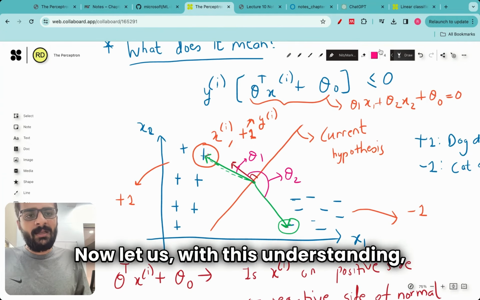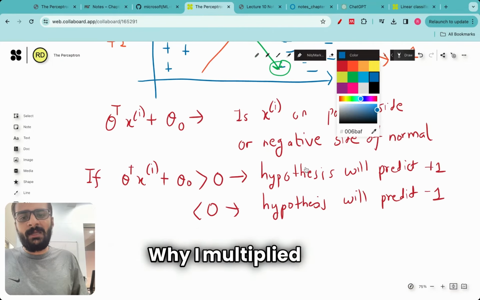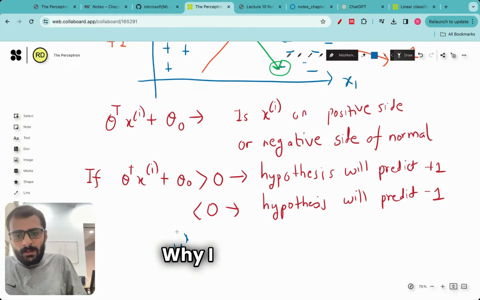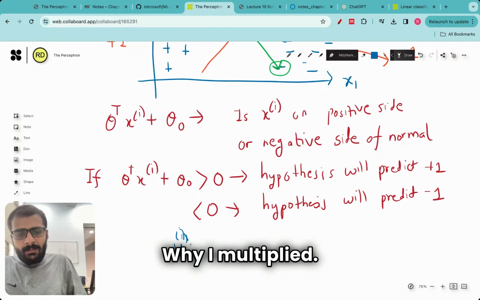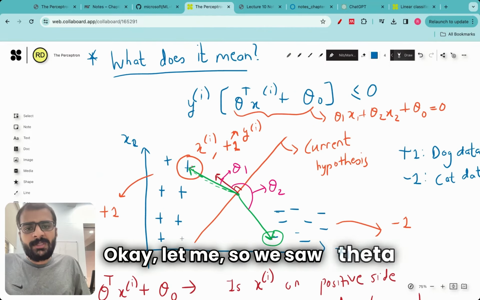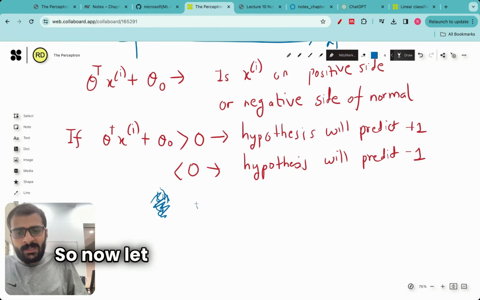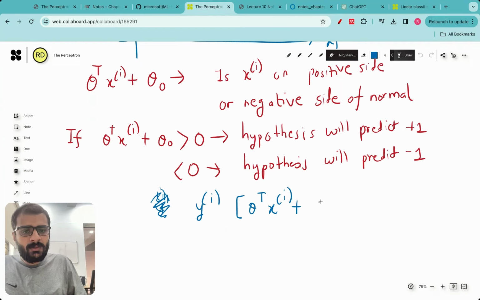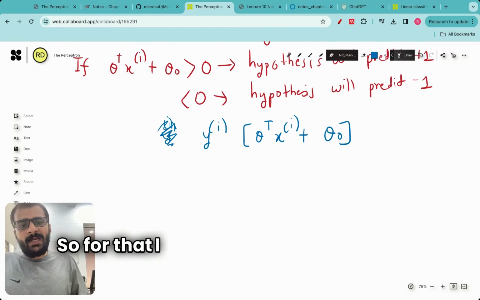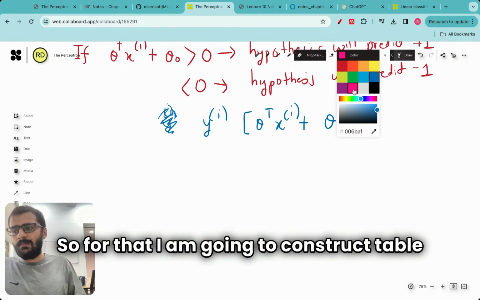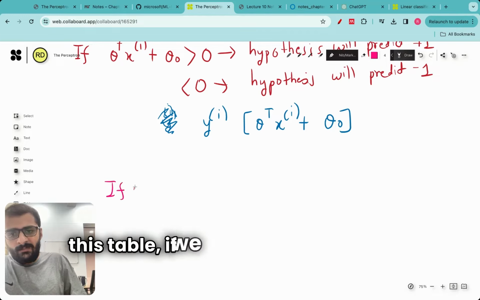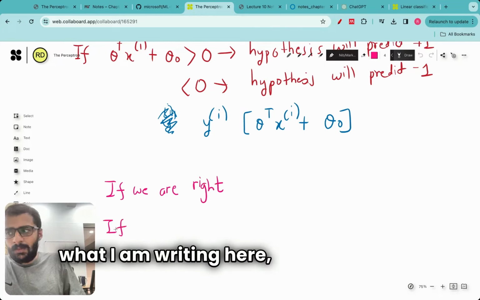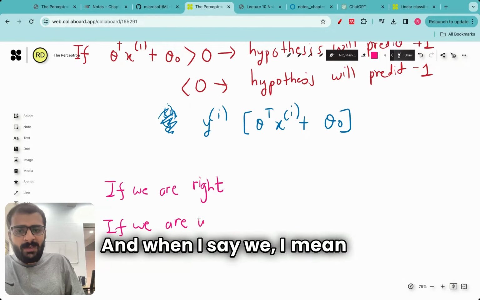Now, with this understanding, let us try to understand what yi multiplied by theta transpose xi plus theta naught represents. We saw theta transpose xi plus theta naught and its meaning. Now let us see the meaning of yi multiplied by theta transpose xi plus theta naught. For that, I am going to construct a table. In this table, we will see what happens if we are right, and you will understand what I am writing here, and if we are wrong. And when I say we, I mean our hypothesis.